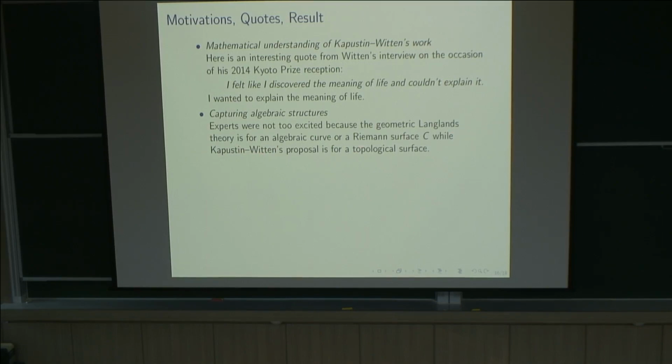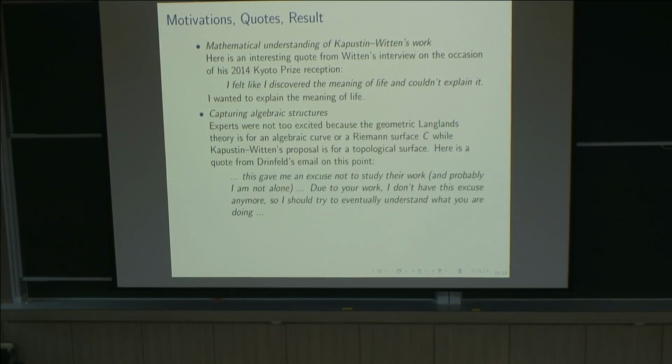So for example, for Langlands, elliptic curve means all these different things parameterized by this upper half plane, the usual fundamental domain and so on. But for Kapustin-Witten, elliptic curve just means topological surface, like a torus. It's all the same. So you don't see any sort of structure of algebraic geometry or complex geometry. So that's actually why Langlands experts didn't really care to understand the work of Kapustin-Witten. And Drinfeld even said he just didn't think it's worth studying this.